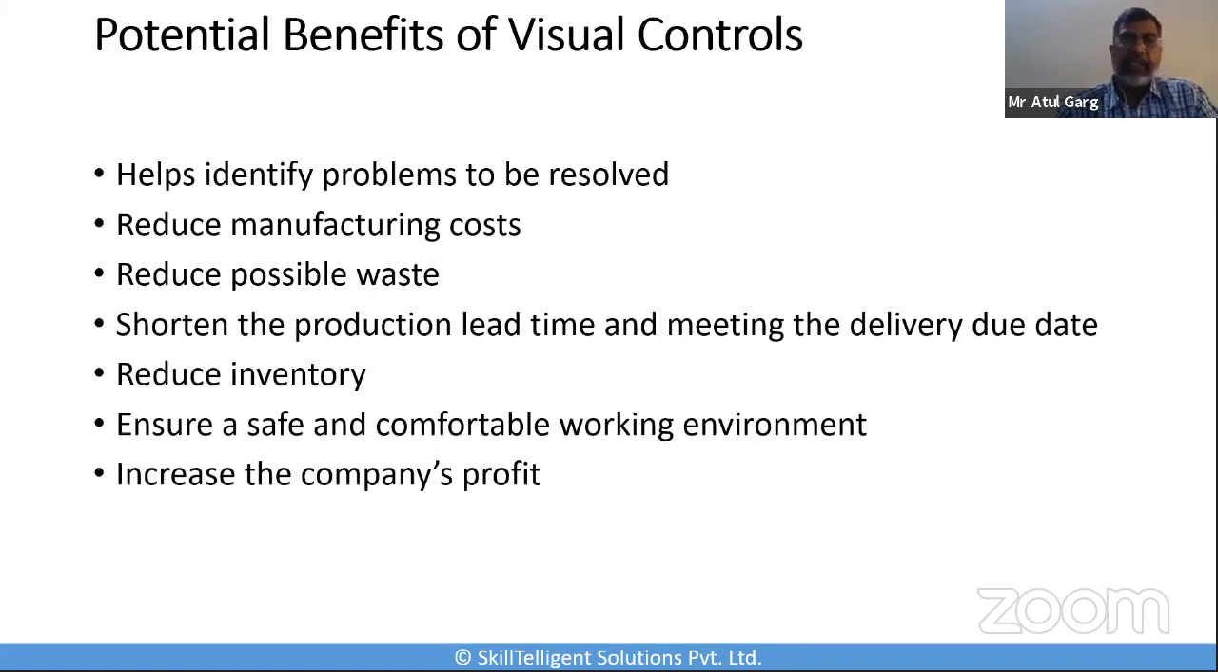If a designated area is marked for holding the work in progress of a process with a specific quantity in mind, and actual material starts overflowing that area, it becomes visibly possible to notice the increased work in progress. And since now you can notice it, you can take the corrective action. So visual controls help in these simple ways of taking corrective actions.